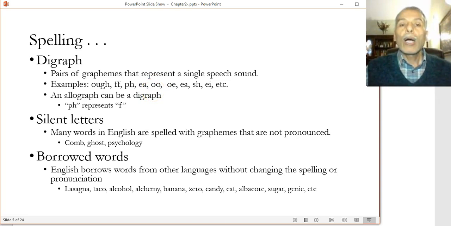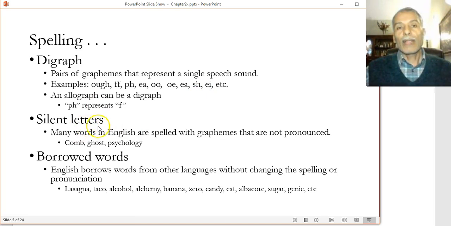Oo as in pool, or oo as in book. So these two letters are one digraph that stand for one sound. OE gives you oo as in shoe. EA, again, as in each or peach. SH, these two letters give a single sound, as in sh, and then A, and so on. So any two letters that are together and represent a single sound are called a digraph.